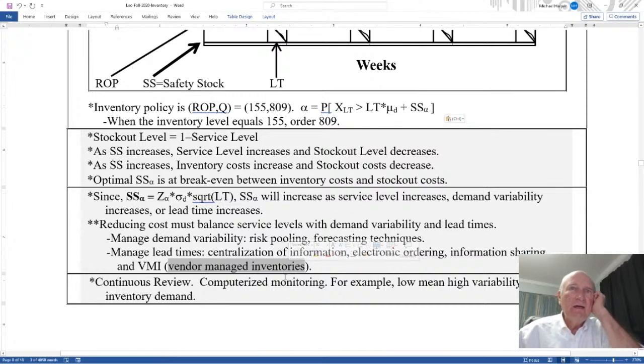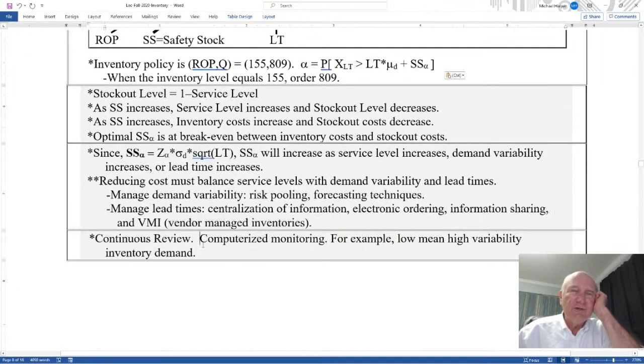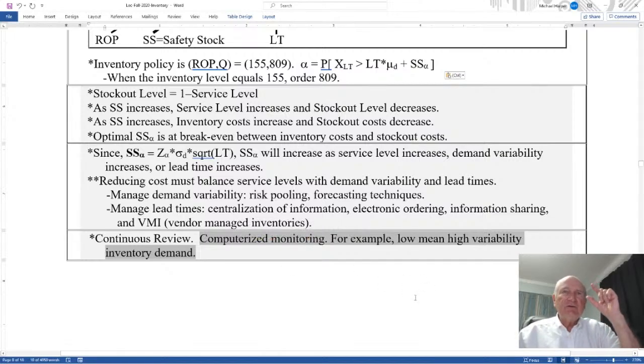Now, when is this used? Well, continuous review is used for computerized monitoring. For example, when you have a low mean but high variability in your inventory demand. You have to stay on top of it. You have to monitor it all the time. The variability is so high.